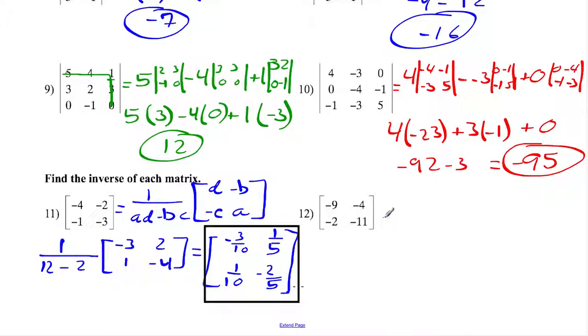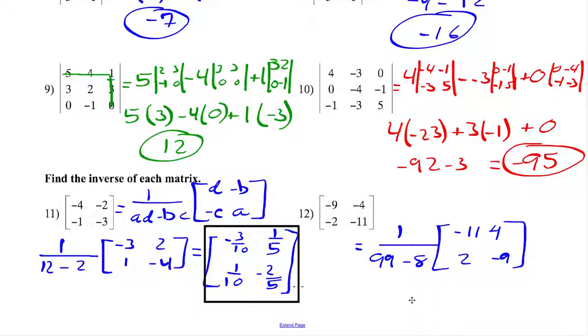And for the next one, we want to do the same approach. So this is going to be equal to 1 over -9 times -11 is 99, minus -4 times -2 is 8. So the determinant of that matrix would be 91. Over, we switch the -11 and the -9, and then we make this a +4 and make this a +2.